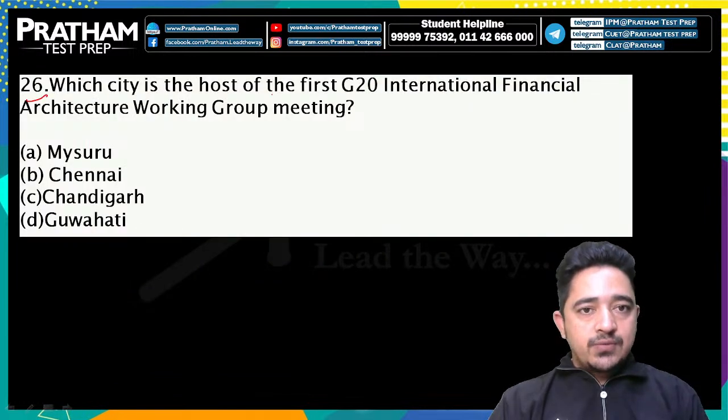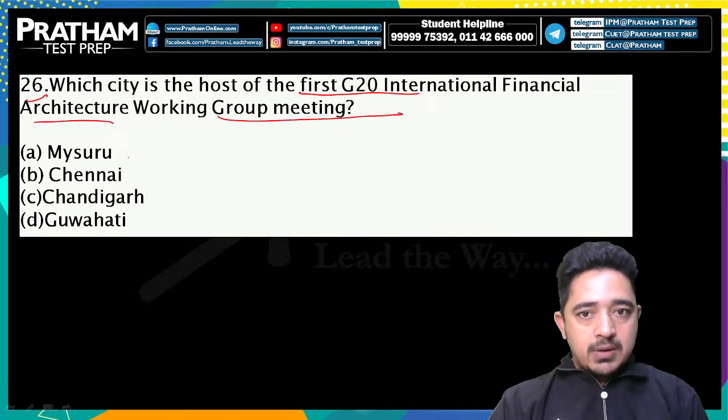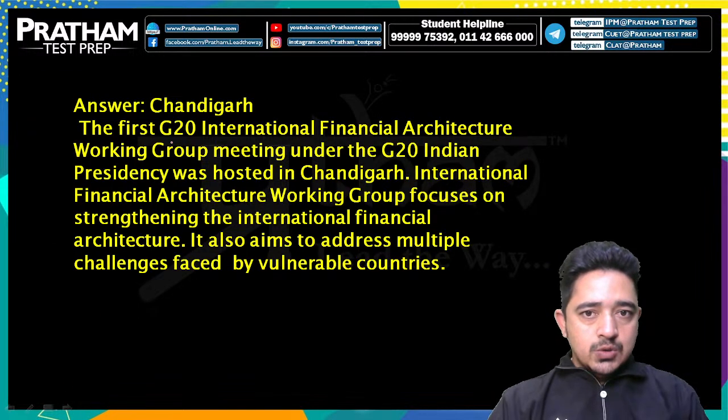26th, which city hosted the first G20 International Financial Architecture Working Group meeting? Mysore, Chennai, Chandigarh and Guwahati. So the answer would be Chandigarh.